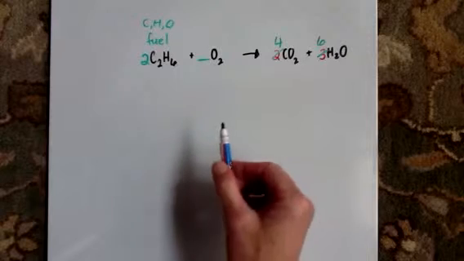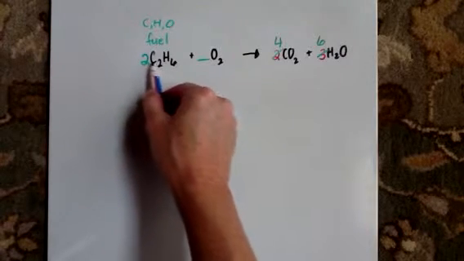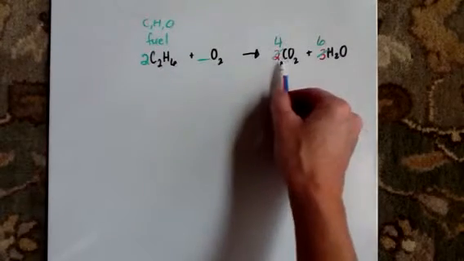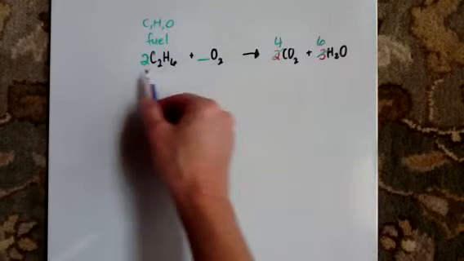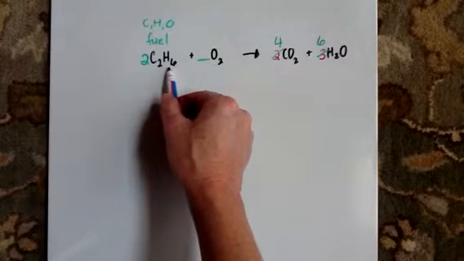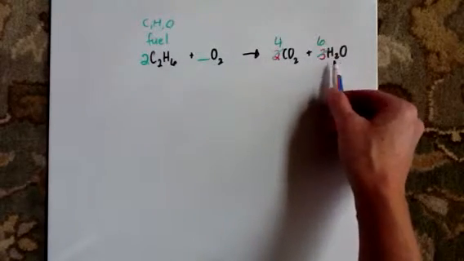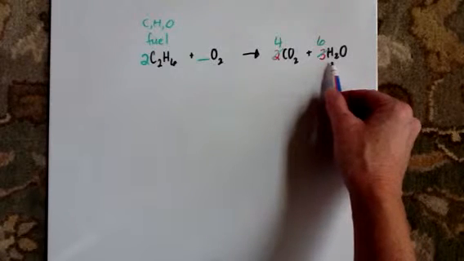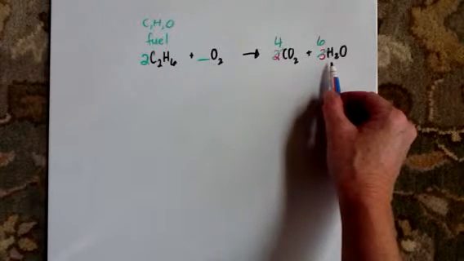Now we should check our carbon first. We have 2 times 2, that's 4 carbons. 2 times 6, that's 12 hydrogens. 6 times 2, that's still 12 hydrogens. So carbon and hydrogen are still balanced.